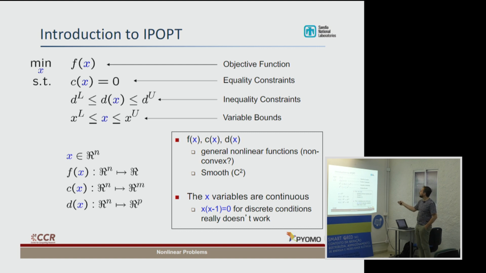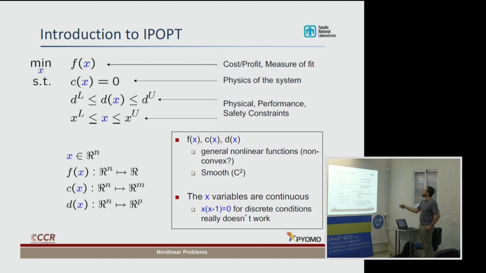So we recognize our problem. It's a minimization of a function, with equality constraints, inequality constraints, and some bounds on the variables. So the variables are defined under some bounds. The objective function has values in R, and the constraints are in that form. The function to be minimized is a cost or profit or measure of fit. So this we know already.